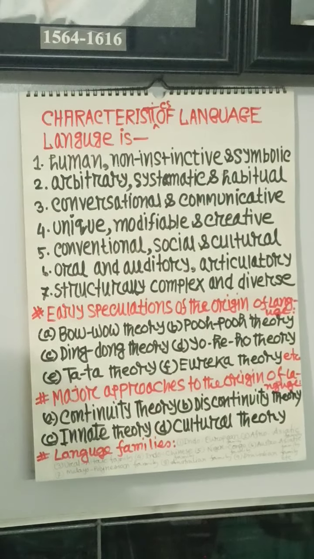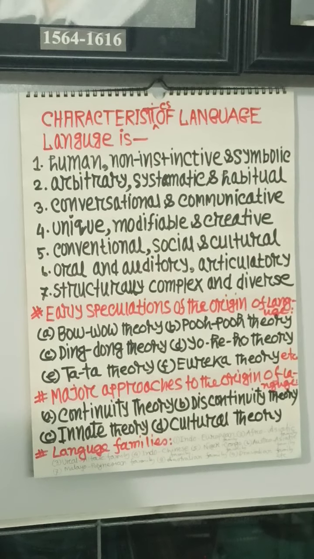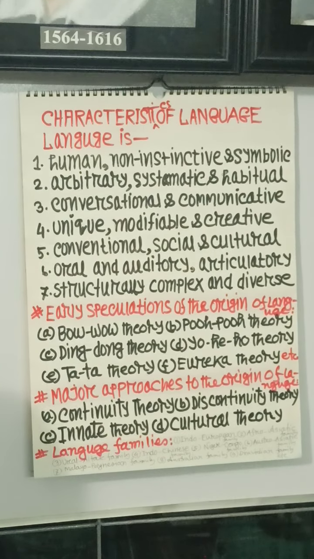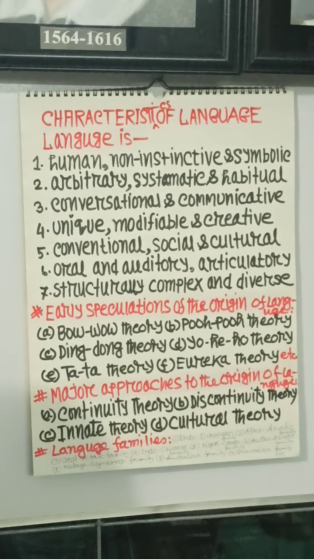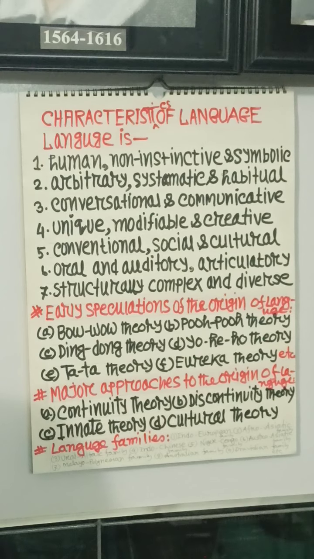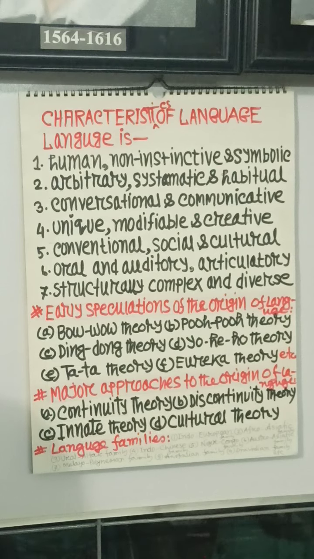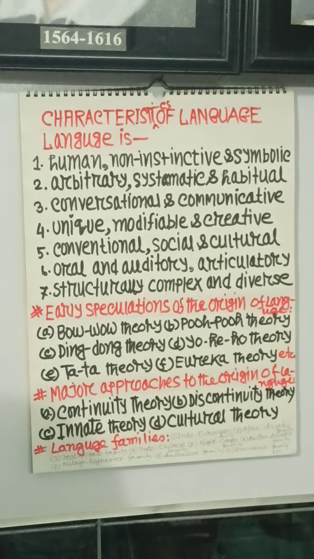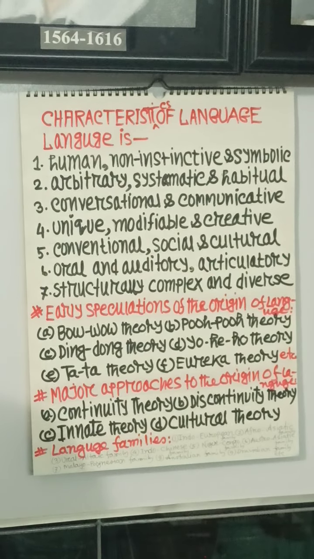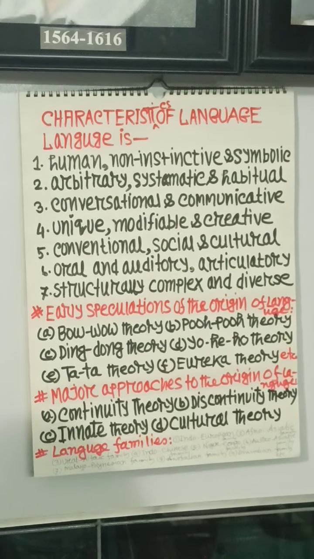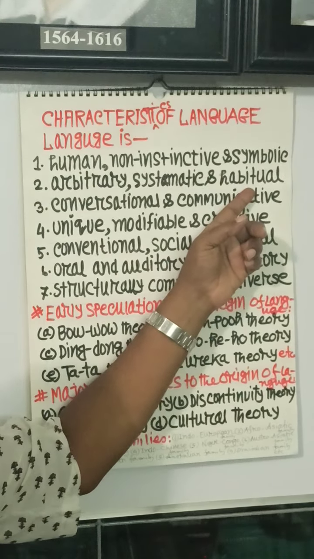Then systematic. Though language is arbitrary, complex and complicated, by dint of the long evolution, we have made systems, methods to organize language. So ultimately, language has become systematic, not haphazard, disordered. And then habitual.